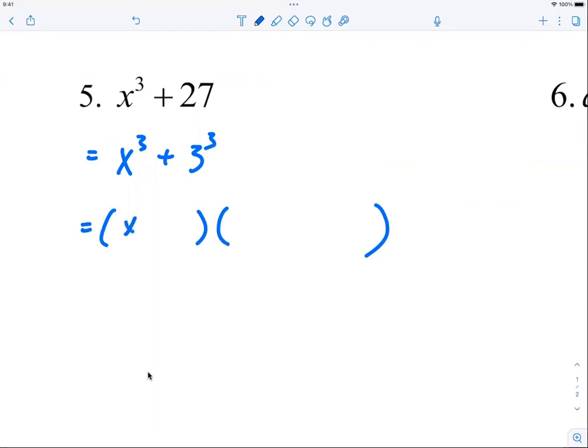And that would be x plus 3. Again, the sign will be the same. And then x squared minus a times b, so 3x plus 9. And again, the second half, the second factor, the trinomial there, x squared minus 3x plus 9, that's it. Okay. So in terms of the task that you are responsible for, it is extremely straightforward. It is more or less just about your memory.